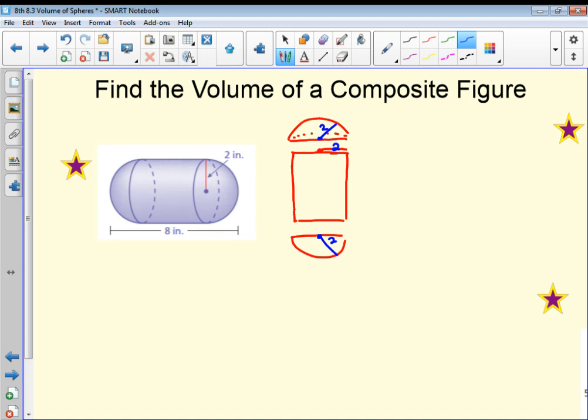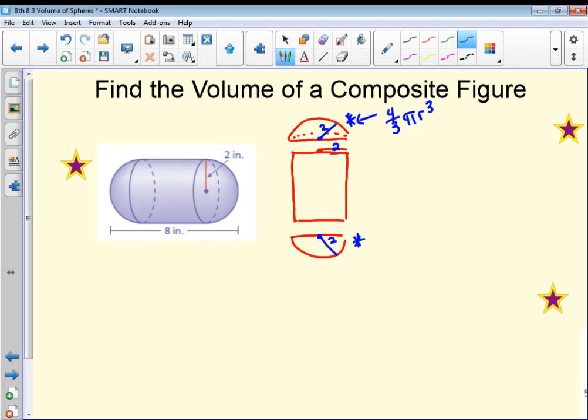Okay, so for my sphere, remember it's 4/3 pi radius cubed, and then normally we would divide by 2, but really this half sphere or hemisphere and this one together make a whole sphere. So I'm not really going to divide by 2 because I have 2 of them. It's just going to save me time.